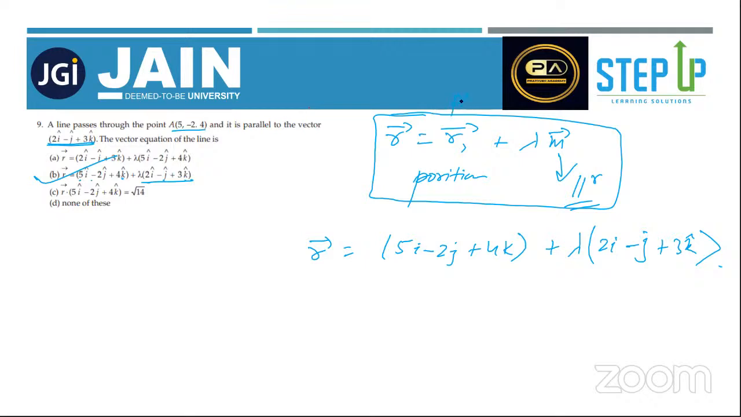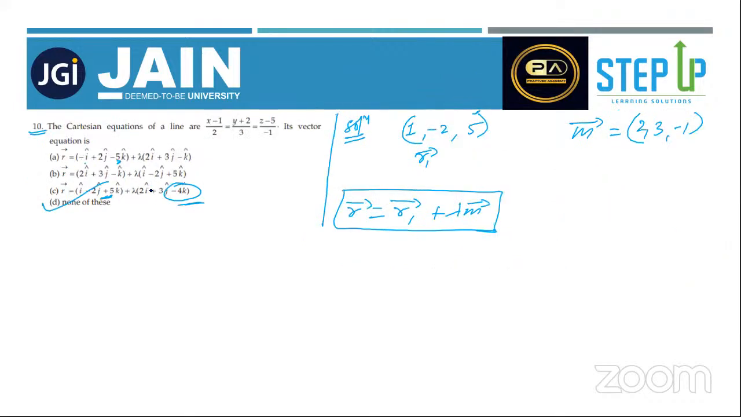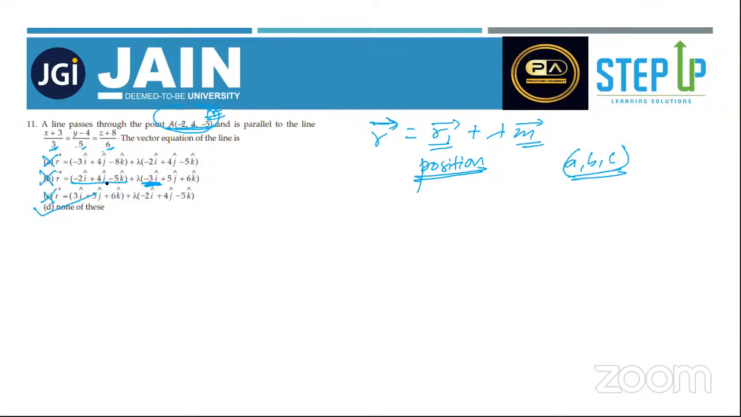This is the point. The first one is the point. The second one is the vector around which this is going to be parallel. So question number 9, you understood? Yes, sir. Okay. Now, question number 11.